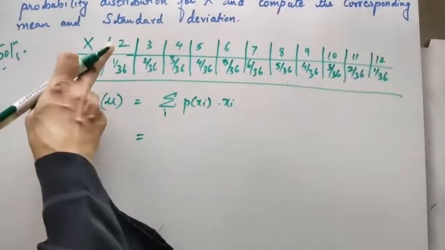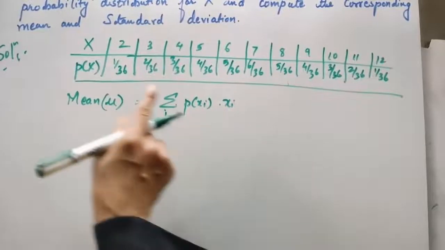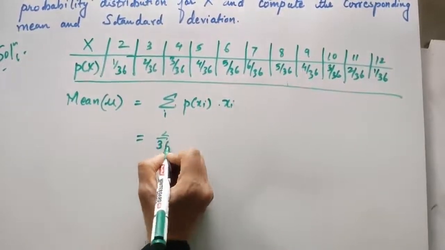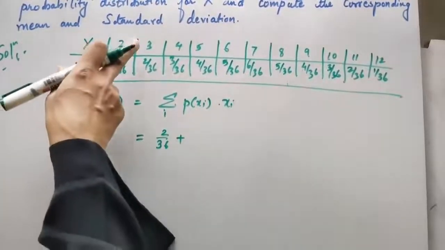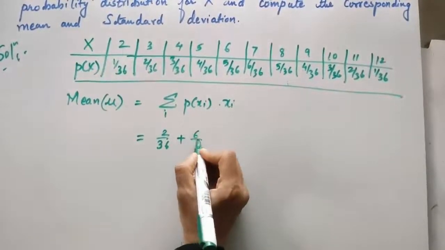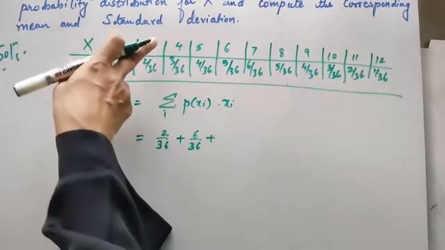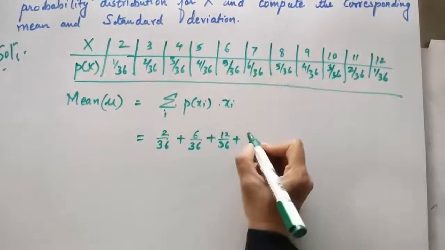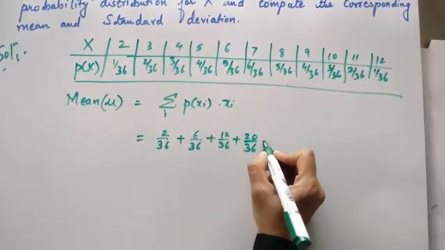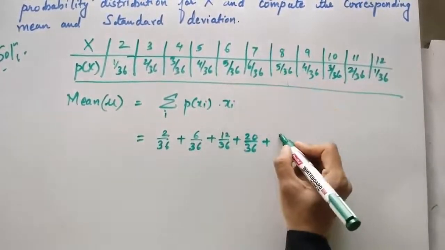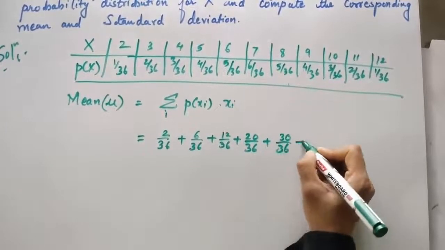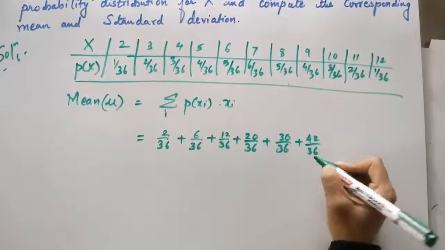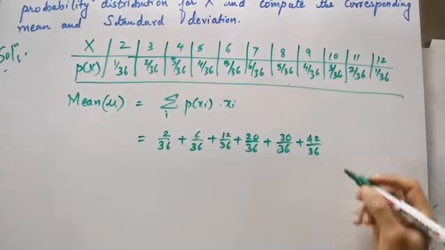So what it will be, first xi is 2, 2 into 1 by 36 is 2 by 36, plus 3 into 2 by 36 is 6 by 36. Just take the respective multiplication. Next it is 12 by 36. Next 20 by 36. Plus next 30 by 36. Plus next 7, 42 by 36. Okay. Up till 7 we are done.